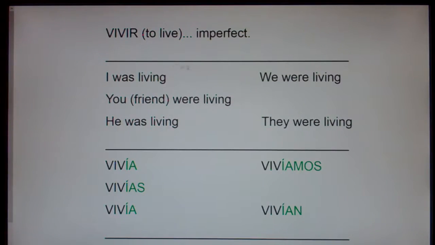Now, in the imperfect, for an IR verb, you add ía, ías, ía, íamos, ían, which makes sense. There's an S because it's you, friend, were living. There's an MOS because we were living. And there's an N because they. Because remember, I'm speaking to you as a friend. We love Famous Amos cookies, and they are in a group.